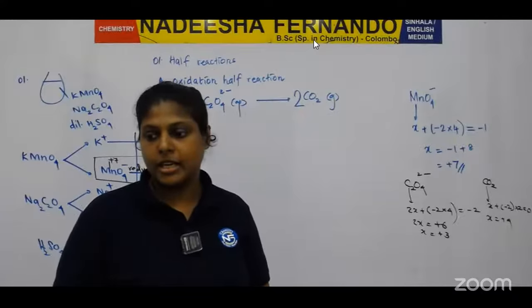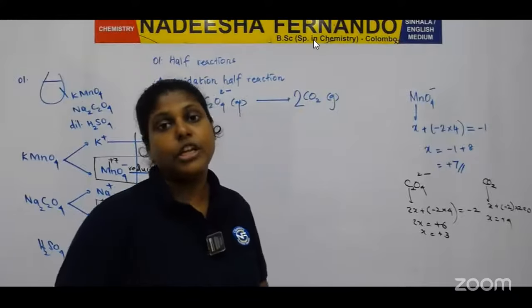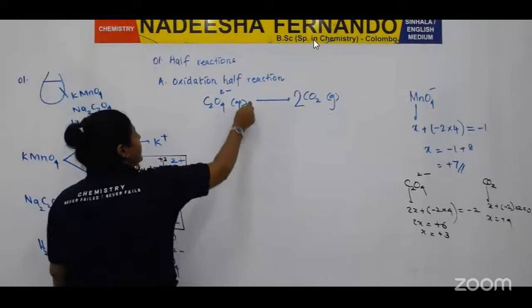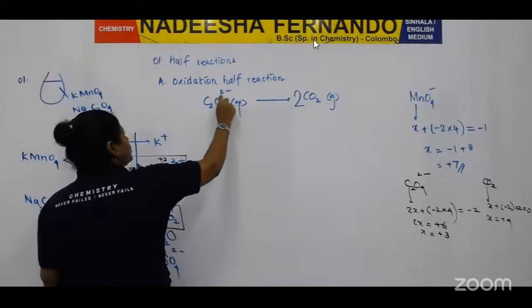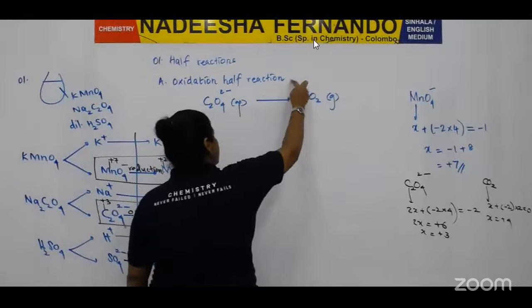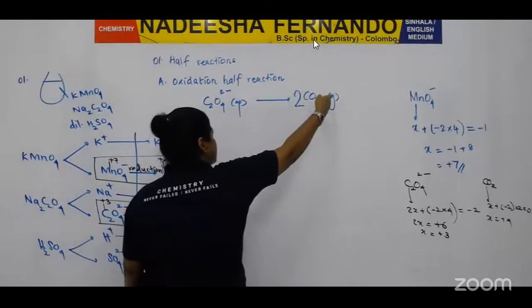Therefore, the final step is balancing charges. We need to balance charge. How do we balance it? Here the overall charge is -2. On the other side, 0 charge.